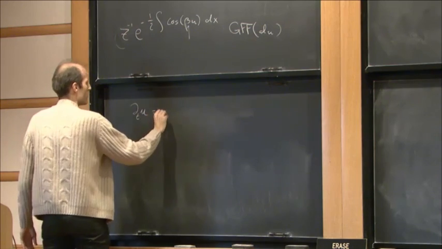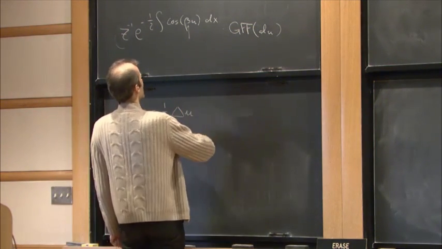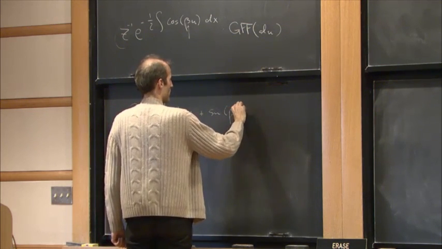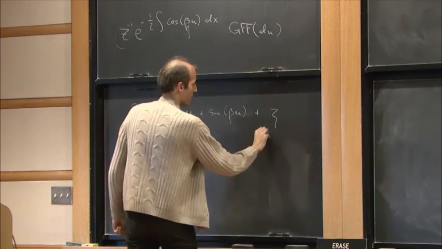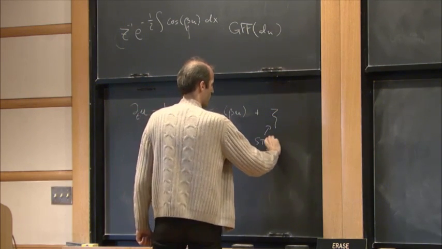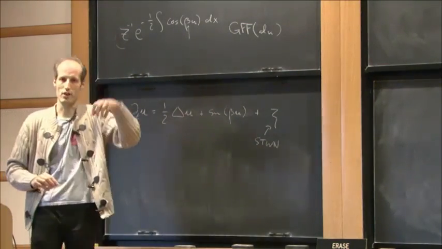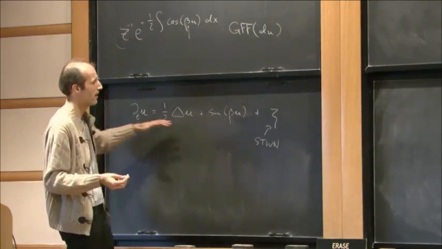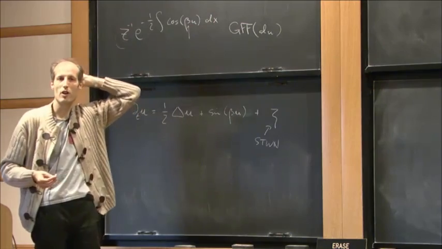So $\partial_t u = \frac{1}{2}\Delta u + \sin(\beta u) + \xi$, where $\xi$ here is space-time white noise. Okay, so if you want, it's Gaussian centered noise, which is delta correlated both in space and in time. And formally, this is some sort of gradient dynamic that's associated to this model.